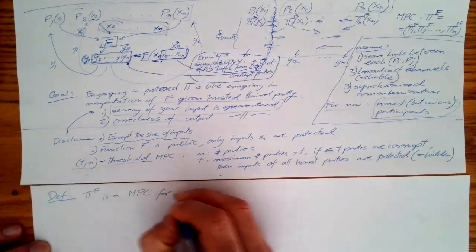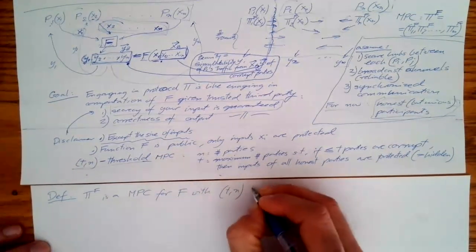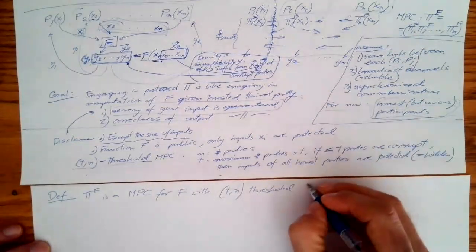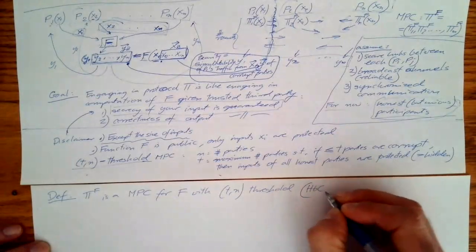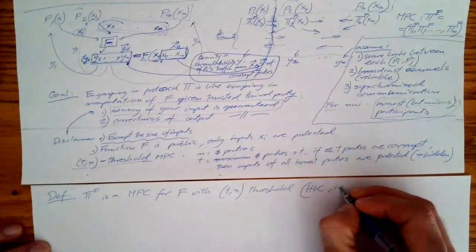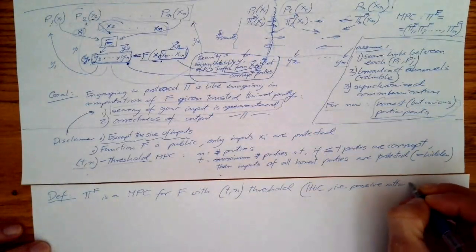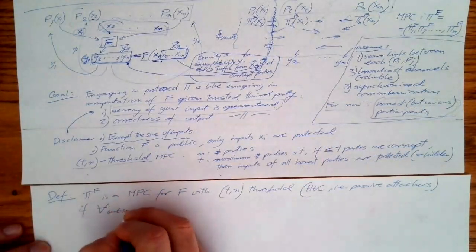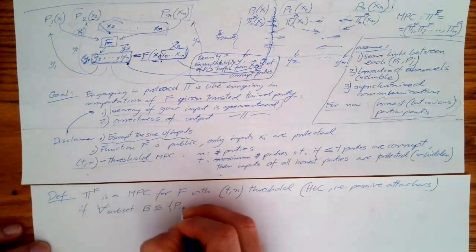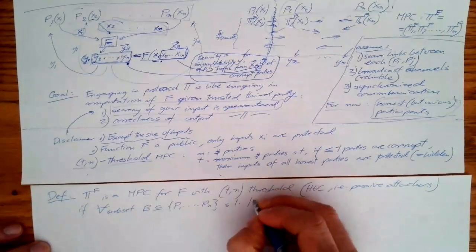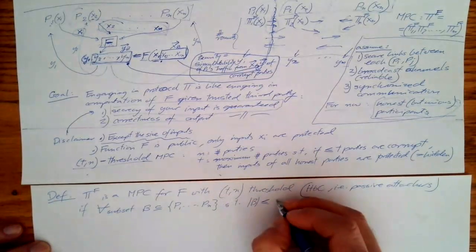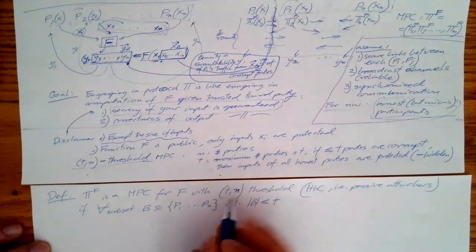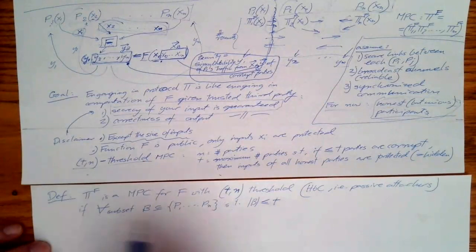Pi f is an MPC for f with t-n threshold. And first, honest but curious. So for passive attackers, if for every subset bad of the set of participants, such that the size of the bad ones is at most t, the maximum threshold of tolerable adversaries, for every subset of B, the following holds.